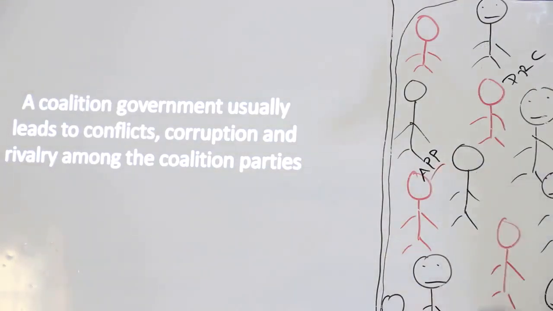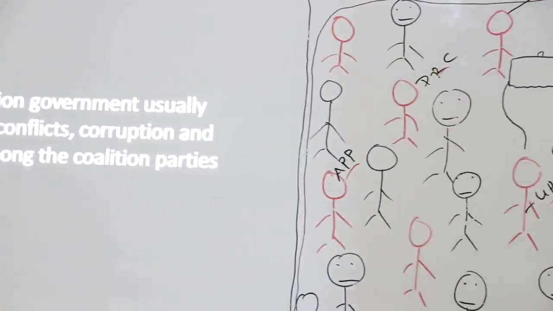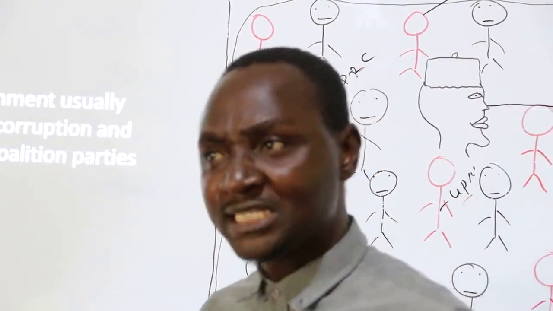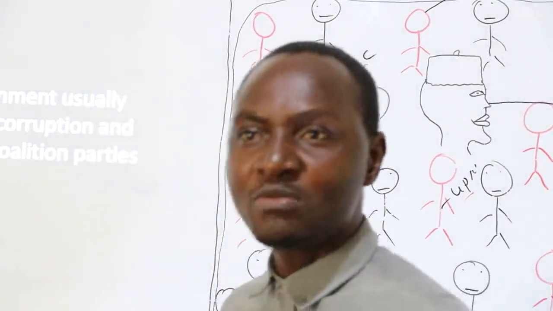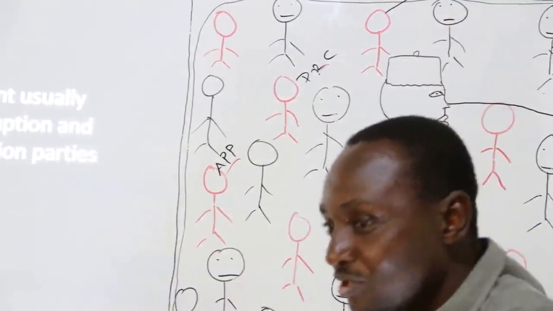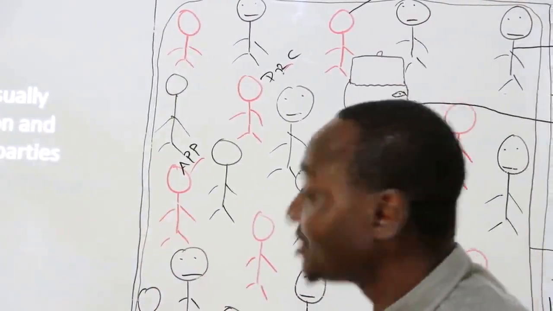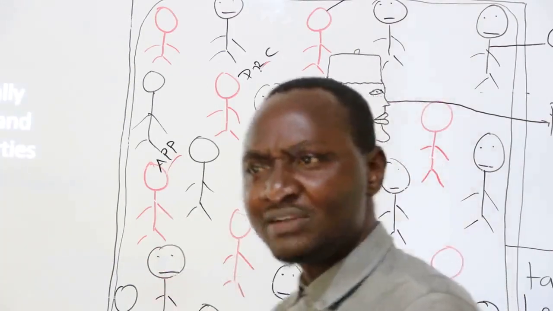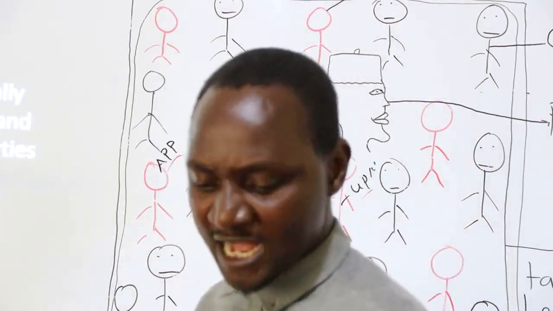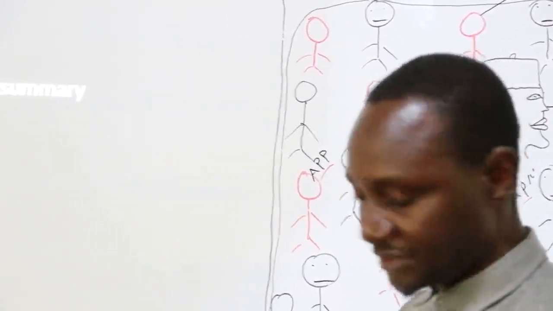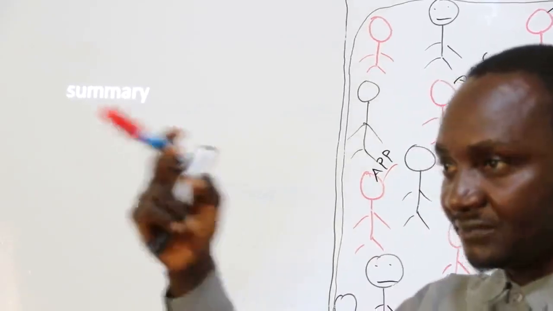A coalition government usually leads to conflicts, corruption, and rivalry among the coalition parties. Just look at it. We say this one is APC, APP, this one is UPN, this one is DRC. Different people from different political parties coming to form a coalition in a bid to have the required number of votes. Of course, the APP has its own ideology. The UPN has its own ideology. The DRC has its own ideology. Even though they have come together and formed a coalition, you discover that there are still individual interests conflicting with one another. So it's a disadvantage.